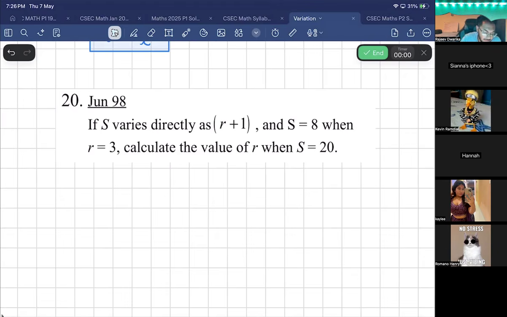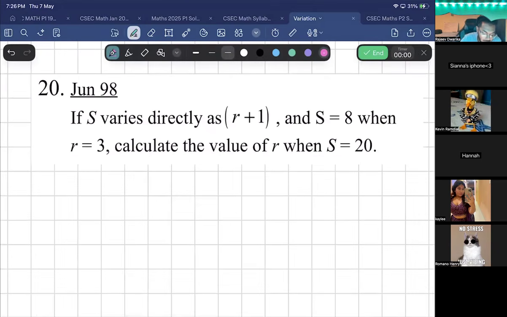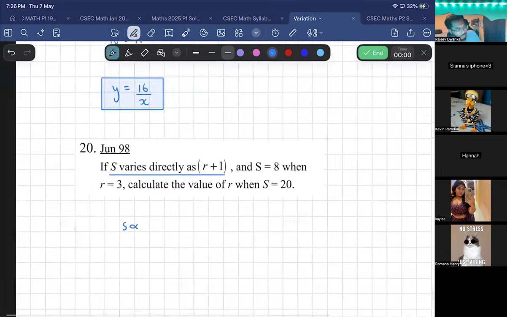So Hannah, the first thing we're going to underline is the directly part. S varies directly as R plus 1. What does that mean, Hannah? It will be S varies directly to 1 over R plus 1. Whoa, no. It says varies directly. If it varies directly, then it's directly proportional. You only put the 1 over that if it's inversely proportional. But over here, it's directly proportional.